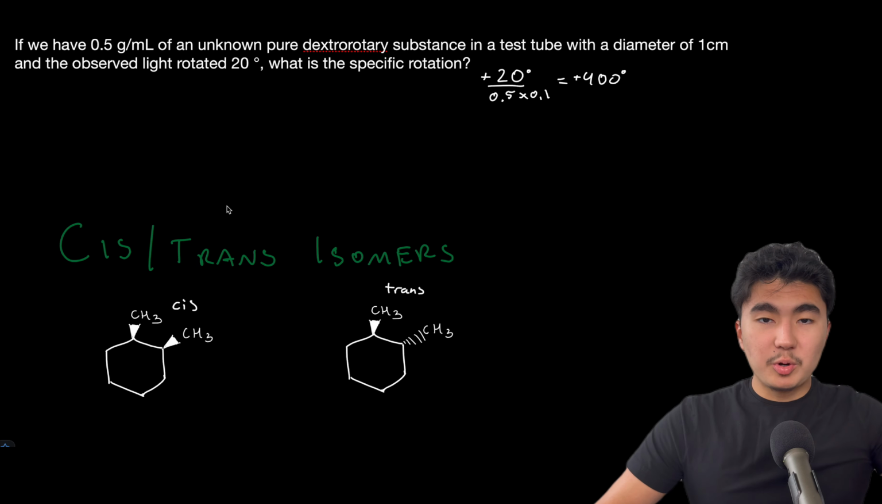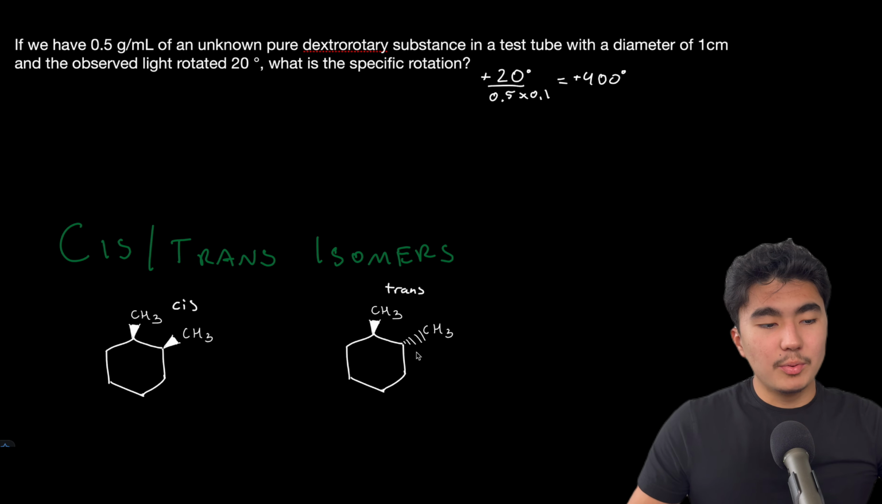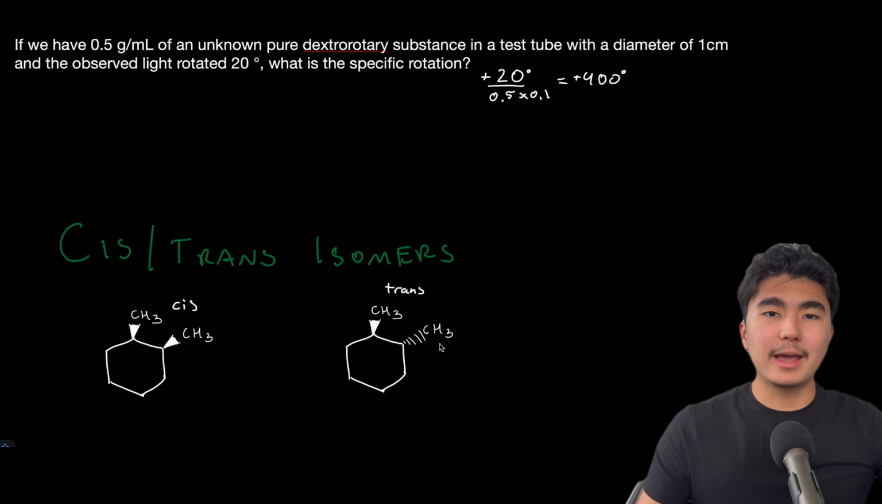So diastereomers can be broken down to cis and trans isomers, cis meaning same and trans meaning different. As you can see, these both methyls are on the same side, while these both methyls are on different sides because one of them is a wedge and one of them is a dash.